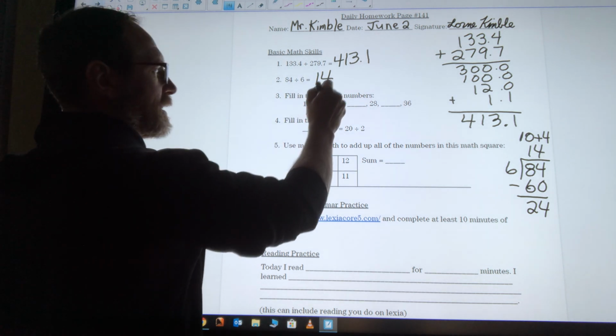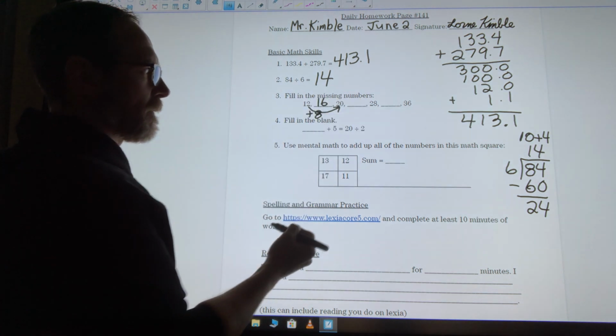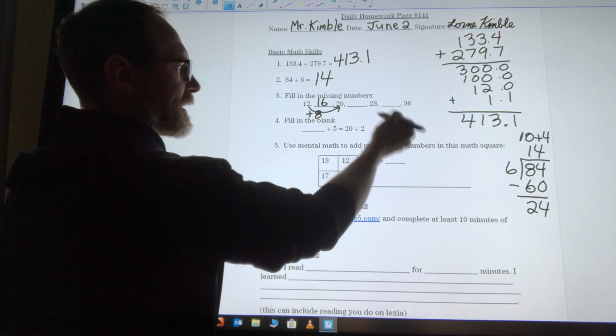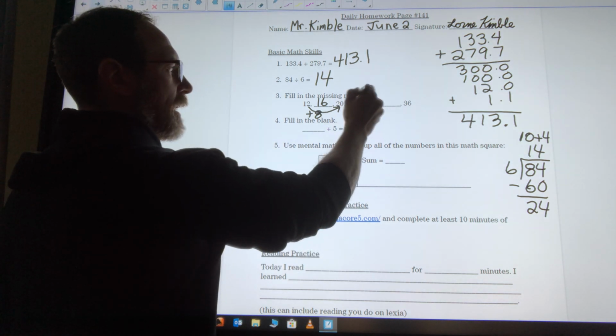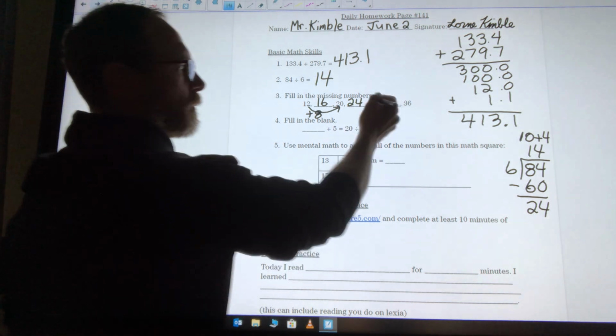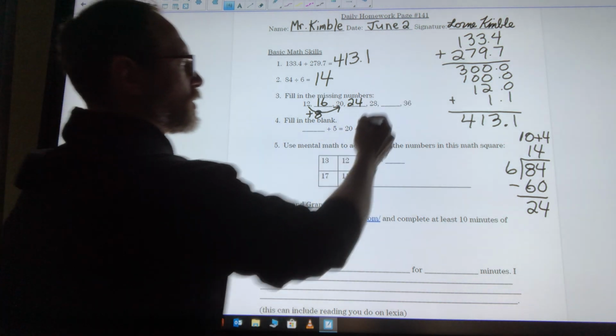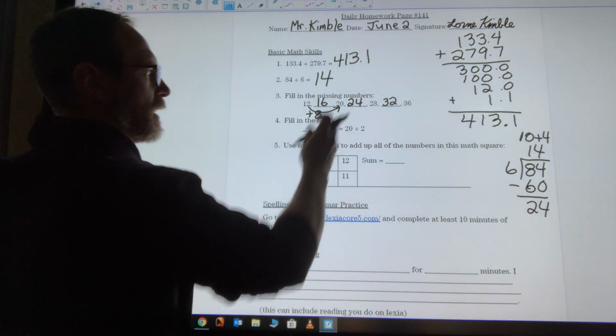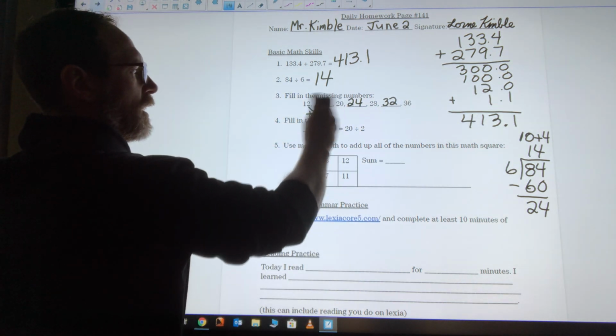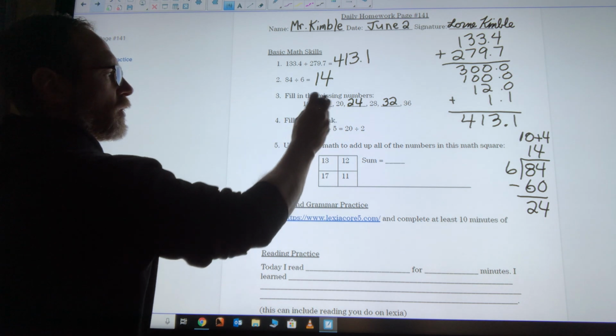12 plus 4 is 16. 16 plus 4 is 20. From 20 to 28 is that same 8. So I'm going to have to add 4 to get 24 and another 4 to get 28. From 28 to 36, that's 8 also. So if I add 4, that takes me to 32 and another 4 to 36. So my missing numbers are 16, 24, and 32.